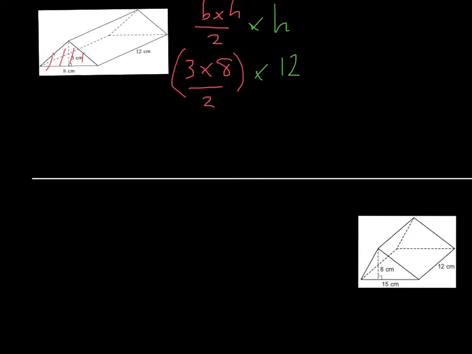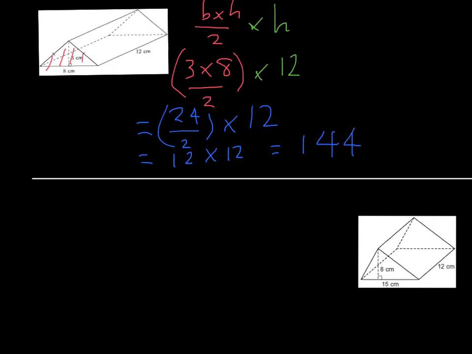So let's now work this out. 3 times 8 is 24, divided by 2, all times the perpendicular height of 12. 24 divided by 2 is 12. Multiply that by the perpendicular height of 12. Therefore, 12 times 12 is equal to 144. Because we are calculating the volume, we are using cubic units, so it is 144 centimeters cubed.